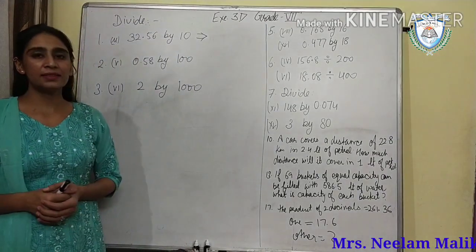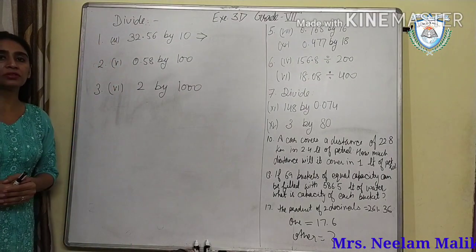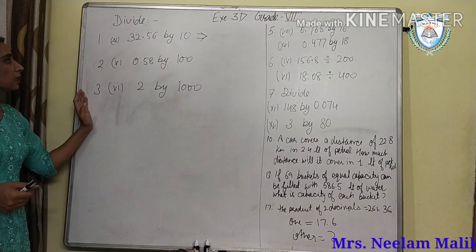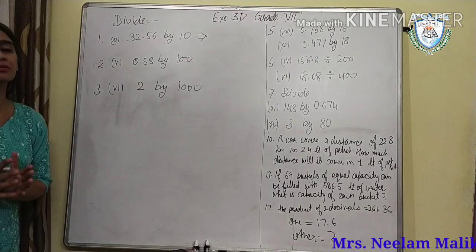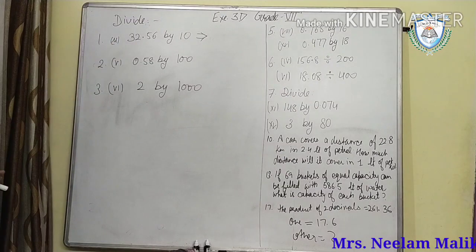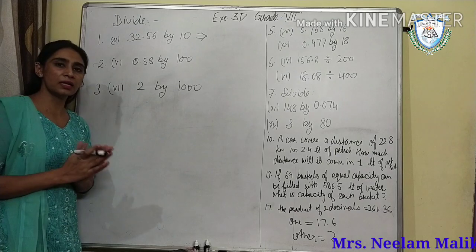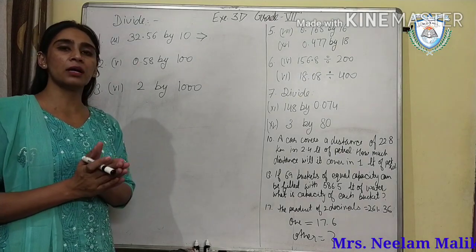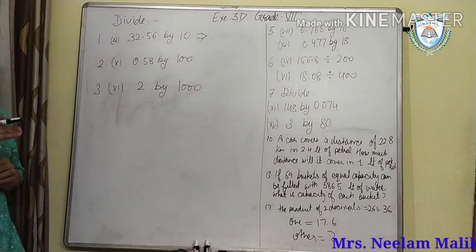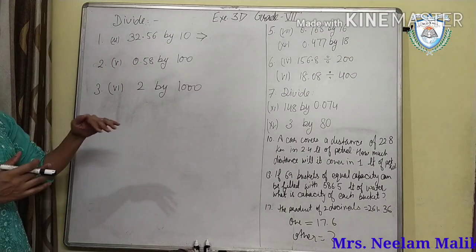Today we will start our next exercise, that is the fourth exercise. In this exercise we have to do the division of decimal numbers. The first three questions are related to division by 10, 100 and 1000. In this we do not show the division, we just shift the decimal point. When we multiply by 10, 100, 1000, 10,000 and so on, our decimal point moves to the right hand side. But in division, our decimal point moves to the left hand side.